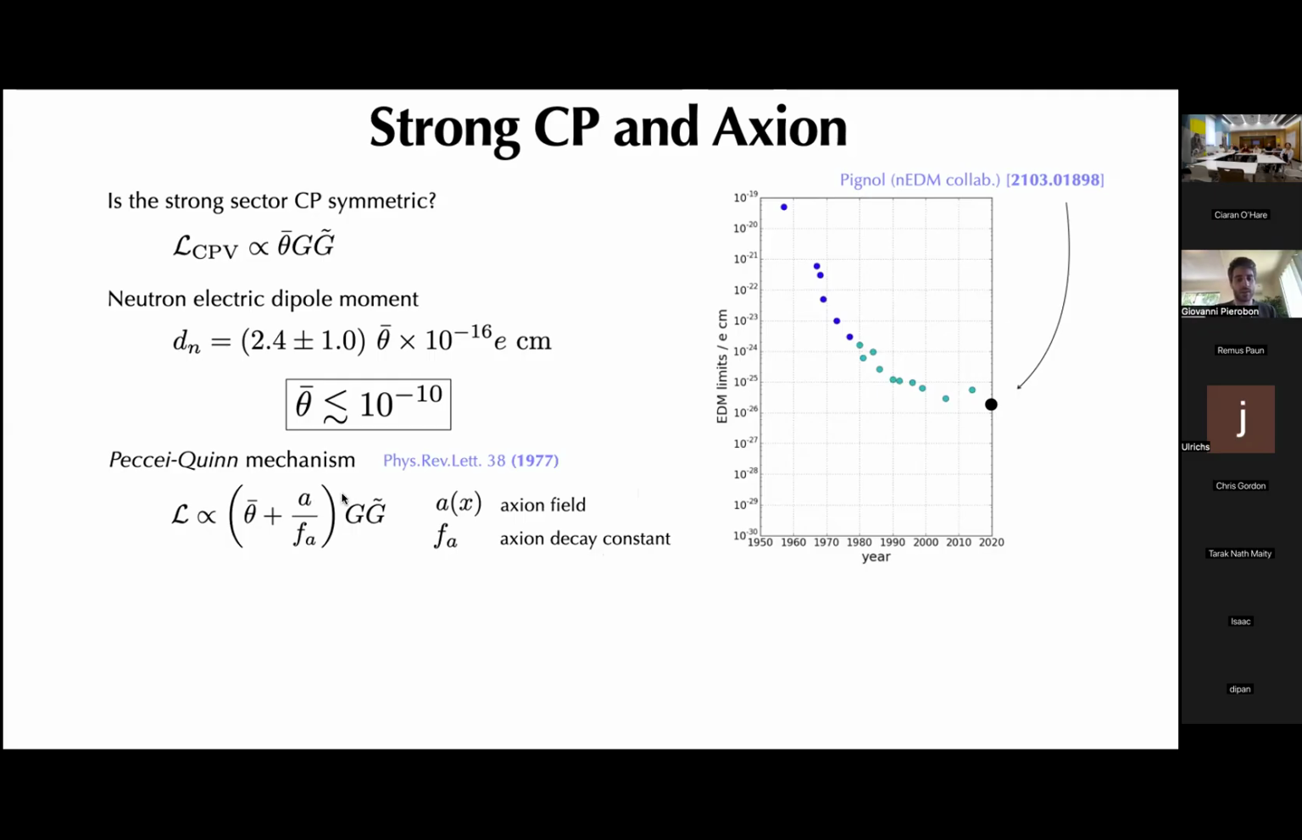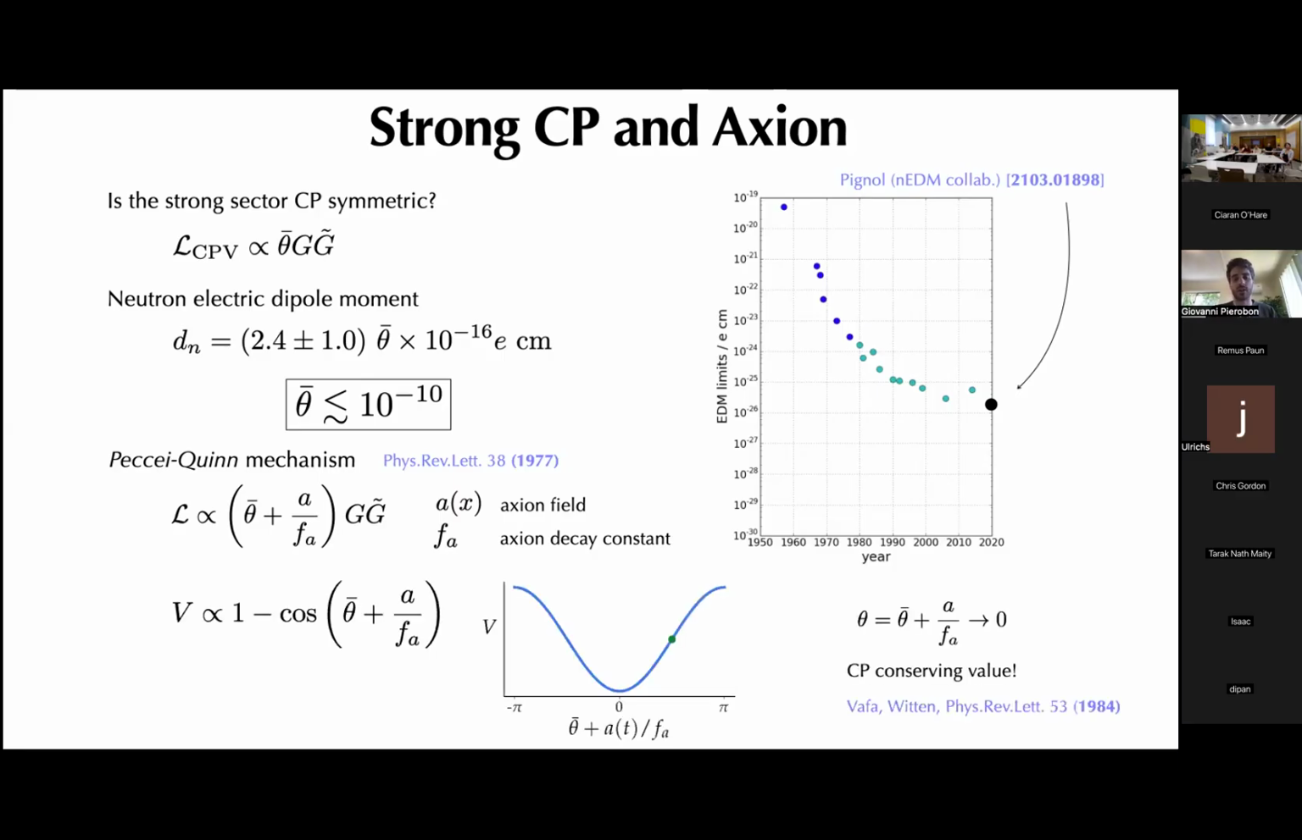but so that a over f_a sort of acts like an angular parameter. And if you have a similar coupling to the gluons, then you can show that you can write this as an effective potential, which under a certain approximation has a very simple form, this one minus cosine of the angle. And now just by minimization, the field will want to find a configuration of minimum energy. So it will definitely roll down to the bottom of the potential around 0, where it was shown also some time ago by Vafa and Witten that at theta equals 0, you have a CP conserving value.